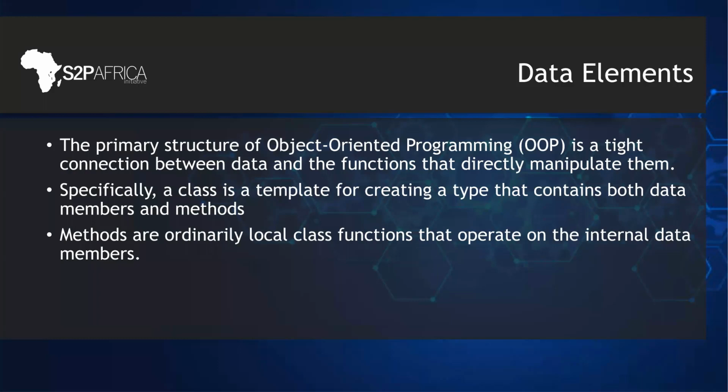But when you create a method, it is a function you create in the context of making a class. So the primary structure of object-oriented programming, OOP, is a tight connection between data and the functions that directly manipulate them. Specifically, a class is a template for creating a type that contains both data members and methods. Methods are ordinarily local class functions that operate on the internal data members. They are local to the class.